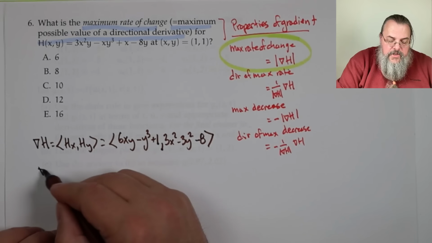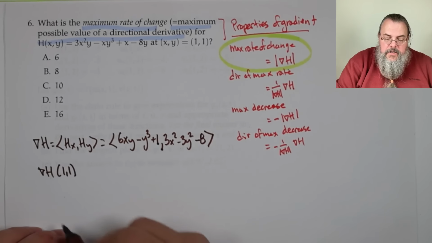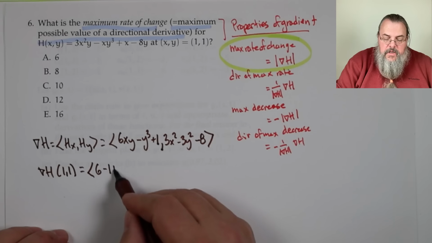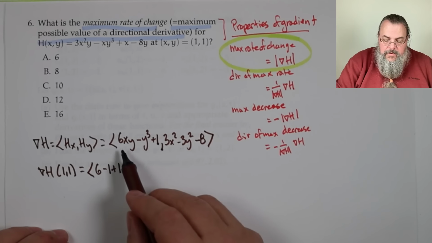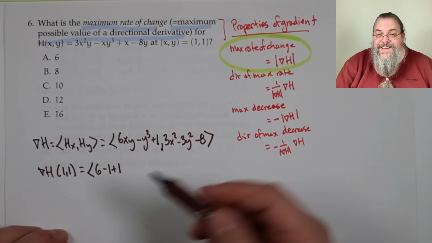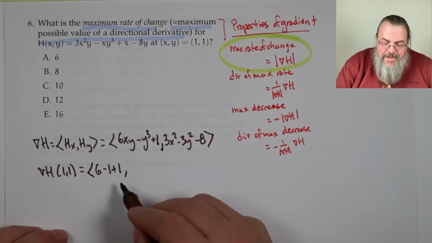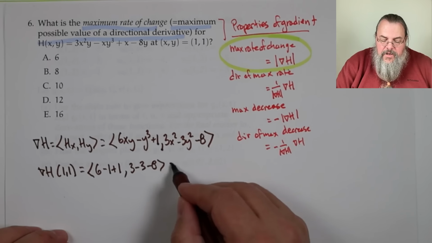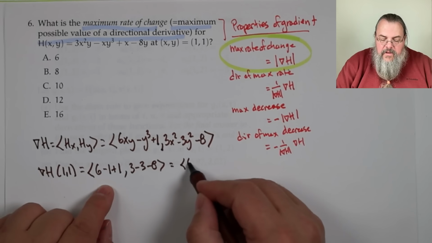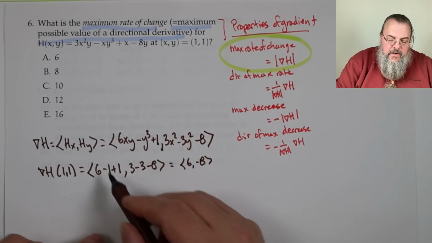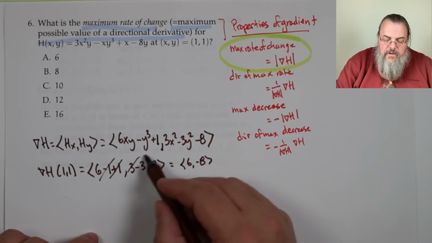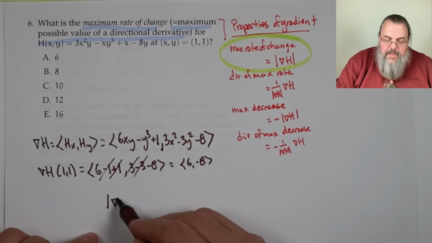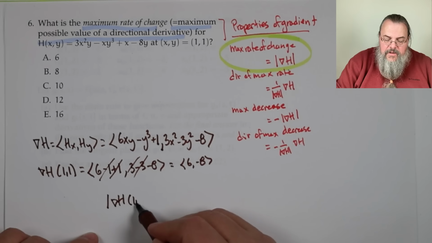So the gradient of h at the point (1, 1) is (6, -1 + 1). So that's the nice thing about plugging in (1, 1). It's the coefficients, comma, 3 - 3 - 8. Well, that's (6, -8), right? Because here the 1's cancel, here the 3's cancel. So we're almost there.